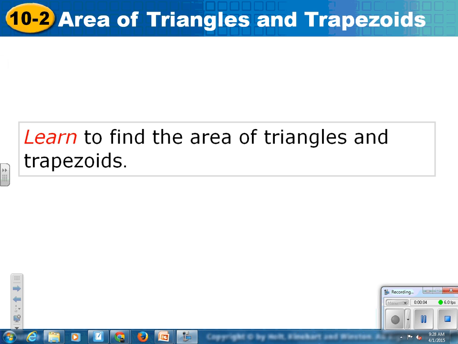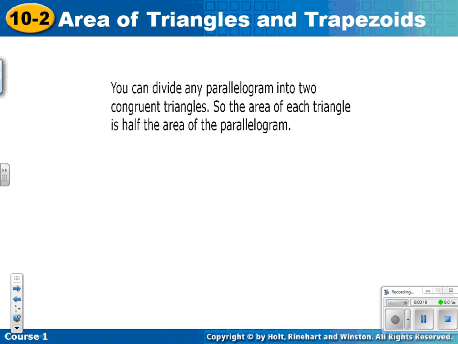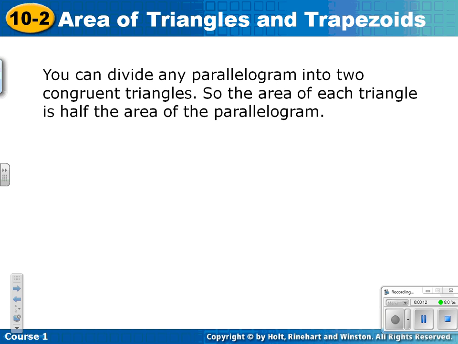Now, here we go. Areas of triangles and trapezoids. These are formulas you're going to have to remember. You can divide any parallelogram into two congruent triangles. What's congruent mean again? The same. Congruent means the same.